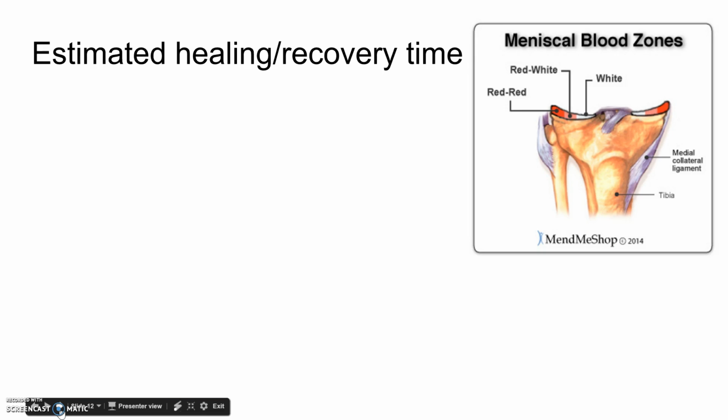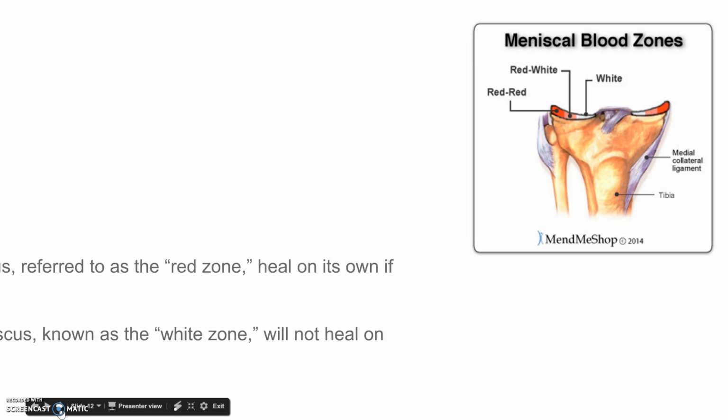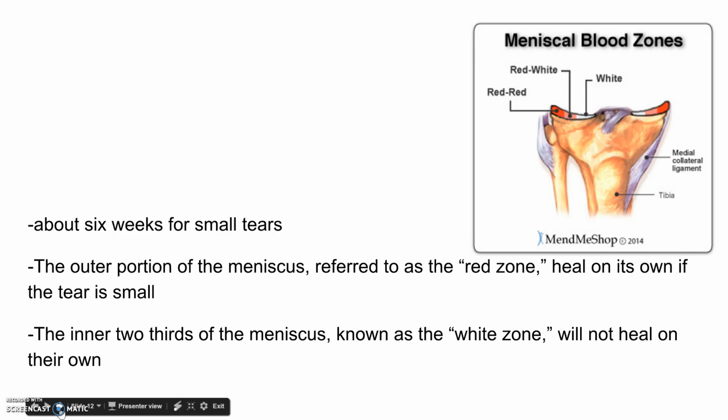Estimated healing or recovery time is approximately 6 weeks. The outer portion of the meniscus, often referred to as the red zone, has a good blood supply and can sometimes heal on its own if the tear is small. In contrast, the inner 2/3 of the meniscus, known as the white zone, does not have a good blood supply. Tears in this region will not heal on their own as this area lacks blood vessels to bring in healing nutrients.